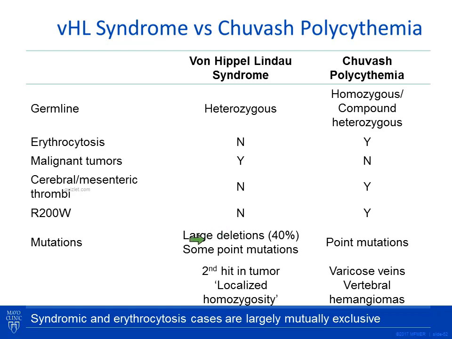In fact, quite a few of these are large deletions, and there's often a second hit in the tumor. Interestingly, these are usually mutually exclusive, so either you have the Chuvash or the von Hippel-Lindau. Patients almost never have both.